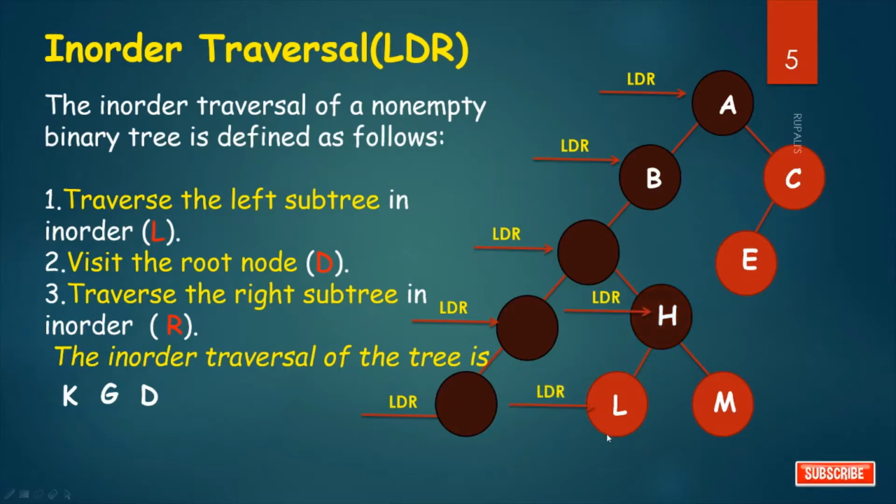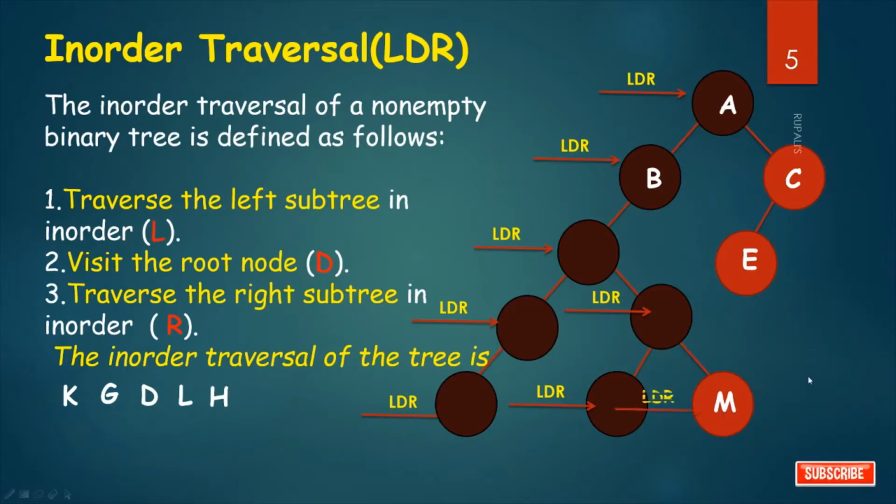Again we apply LDR here. L means traverse the left subtree in order. No left child is there. So D is print the node. So print L. Now go to R. No right child is there. Now come here. L completed. D is print the node. Print the node. Go to R. Is there any right child? Yes. So we come to R and reapply the same procedure.